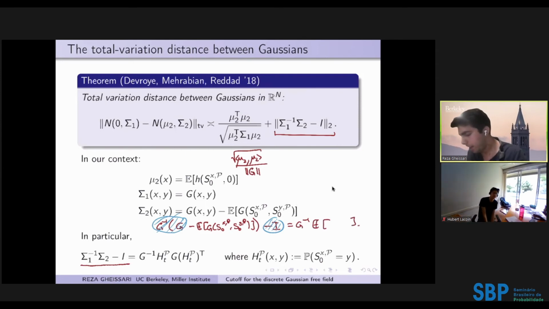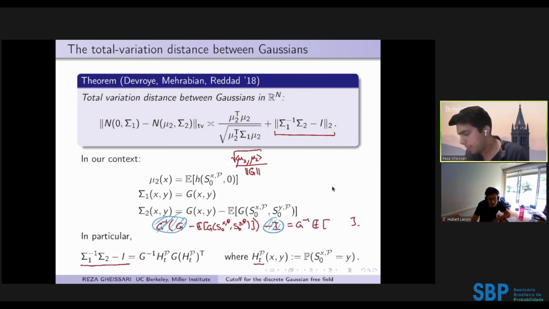Now the expectation I can think of as take the heat kernel for the random walk. So that's what I'm going to call this H_t. This is the probability that if you start at X, you are at Y after a negative time of t, okay? So it's just the heat kernel for the random walk, killed at the boundary. And I can write it as G inverse H, G, H transpose, okay? So this is a nice kind of expression for the second term here. And we need to understand the 2 norm or the Frobenius norm of this matrix, okay?